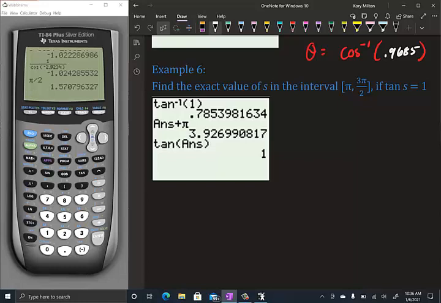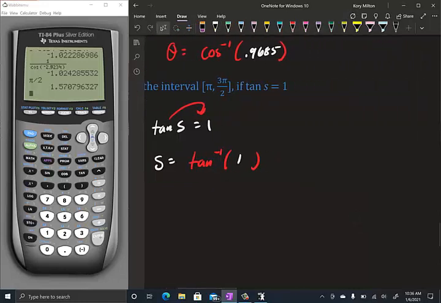First thing we do, right? This is the same thing as if we did tangent theta equals 1. So if we have tangent s equals 1, we move it over. So we have s equals the inverse of tangent 1. So we plug that into our calculator. So inverse tangent 1, and we get our value.